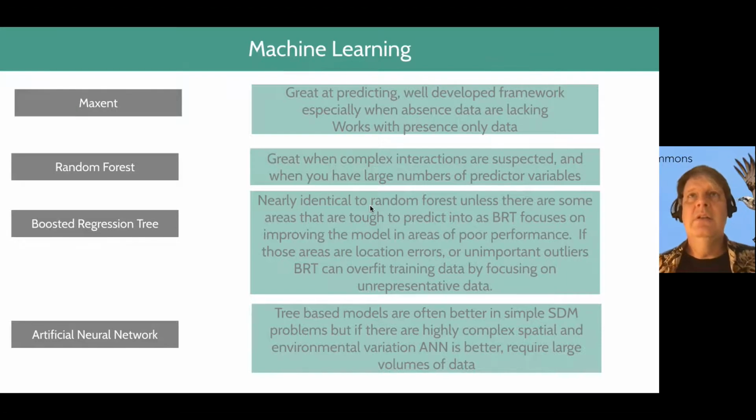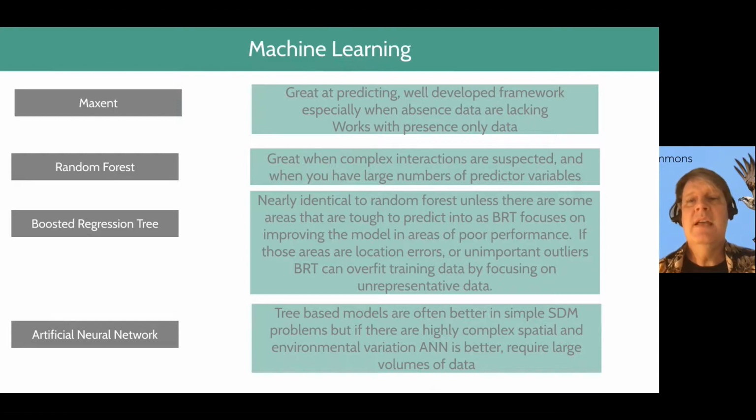And just to go into a little bit more of the differences between these models. Again, machine learning methods like Maxent have been around for a long time. They're really well tested. There's some really good understandings of how to use them. Similarly, random forest and boosted regression trees are very similar methods and produce good predictions generally.